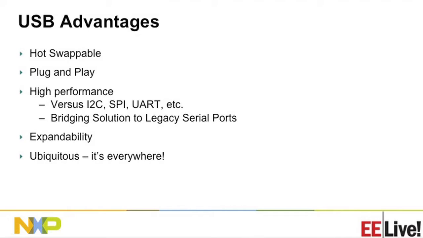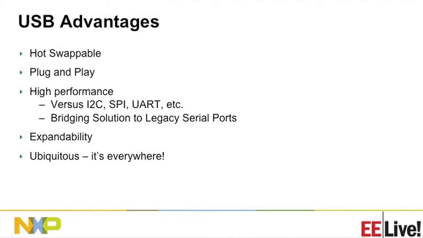USB is everywhere nowadays. Certainly it's because of these key features. It's hot swappable, plug and play, high performance in terms of data transfer. Compared with I2C, SPI, and UART, USB is transferring at a much higher speed. And this also brings to our attention that nowadays USB can provide a bridging solution to some legacy serial ports, especially with the device we're talking about today, the 11U6x, because it has a lot of serial ports on it and a very easy to use USB solution.